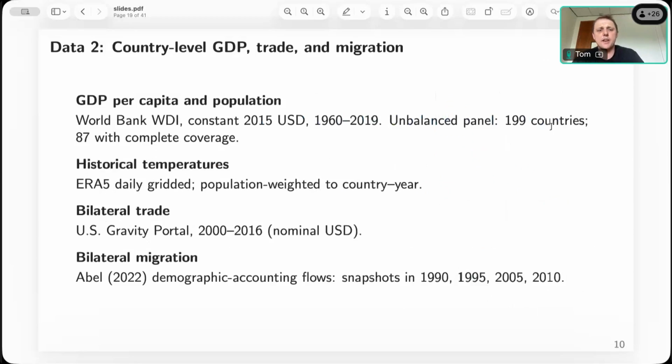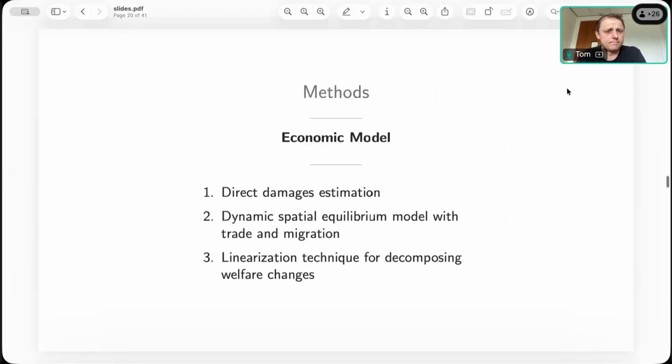We also need to calibrate our economic model, and we do that using GDP per capita and population data for most of the world's countries between 1960 and 2019. We use historic temperatures, bilateral trade data, and bilateral migration data. I think all of this data has been used before. So that's the data that we use.